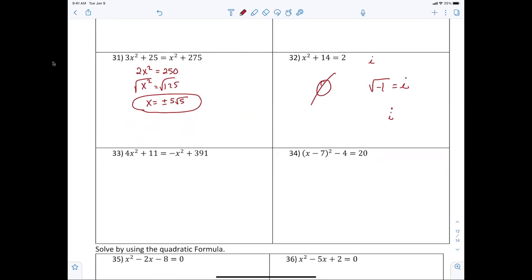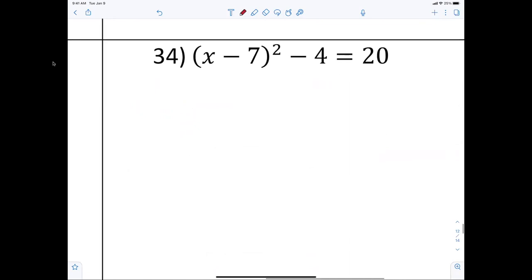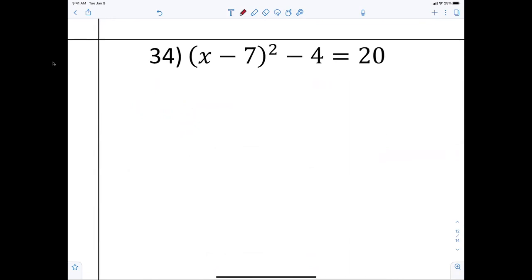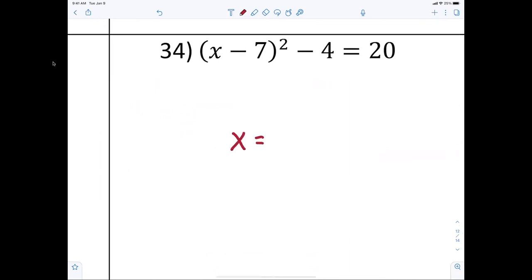Okay. So let's just do 34 just to make sure. So x equals, and I'll wait for the answer. As soon as you know the answer, you can tell me. And then we'll see if everybody else is good.